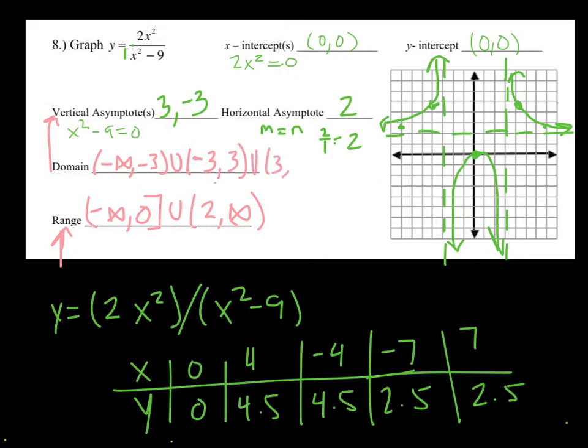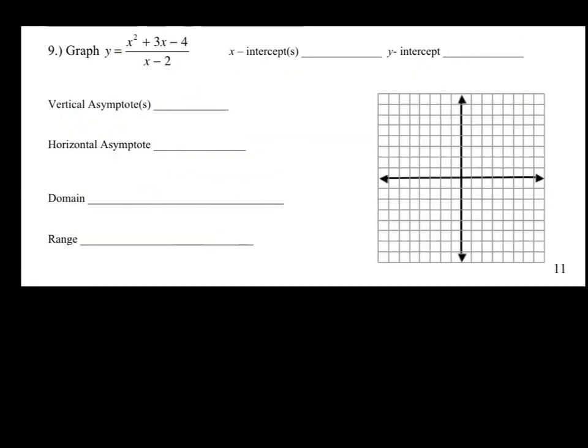Skip it, and then 3 to +infinity. So 2 vertical asymptotes means 2 values we need to exclude or skip. And the last one, number 9, is a little weird, but that's okay. We'll do it together. So we've got x squared plus 3x minus 4 divided by x minus 2.